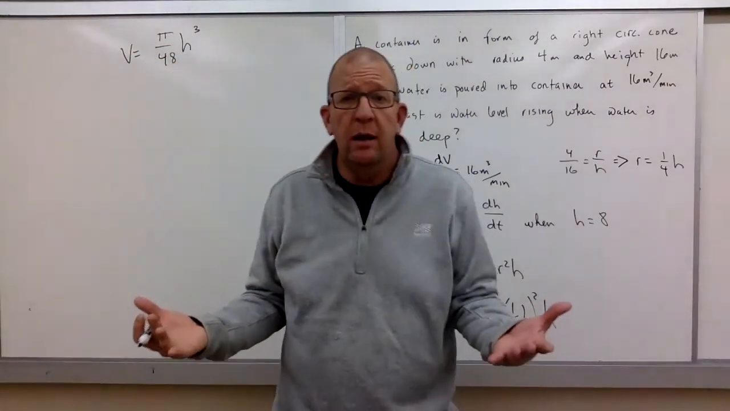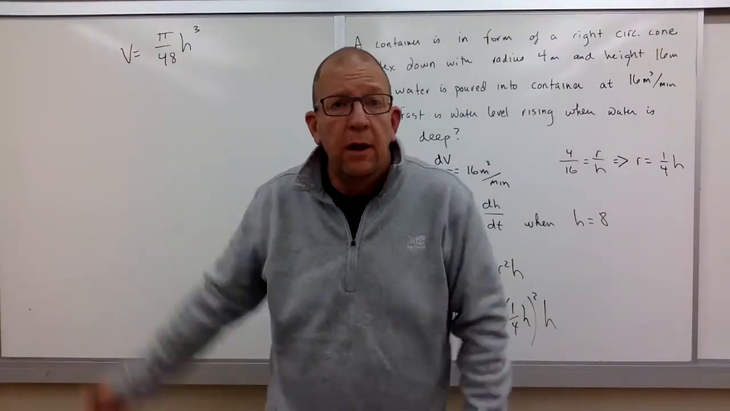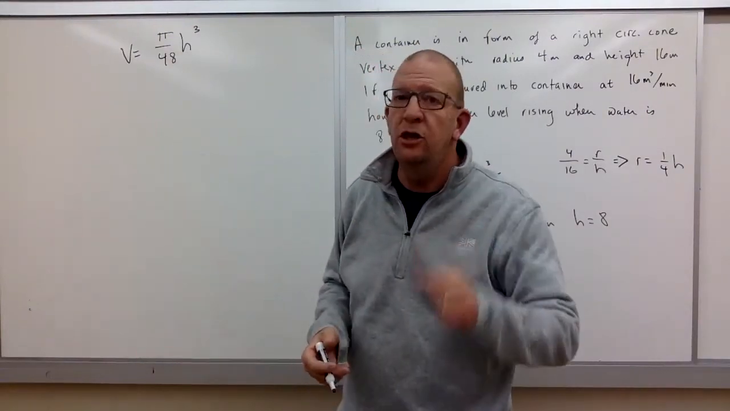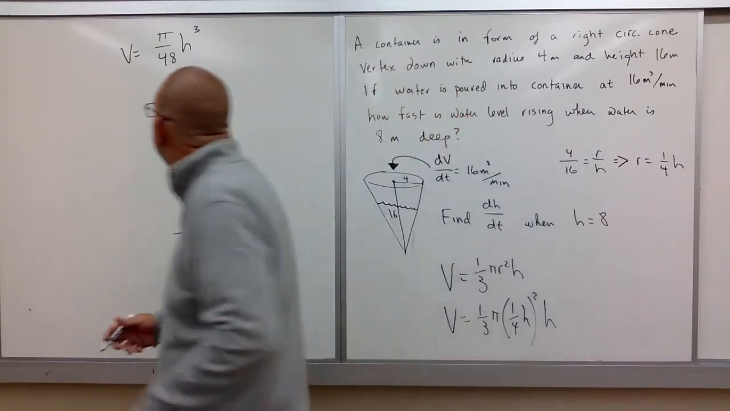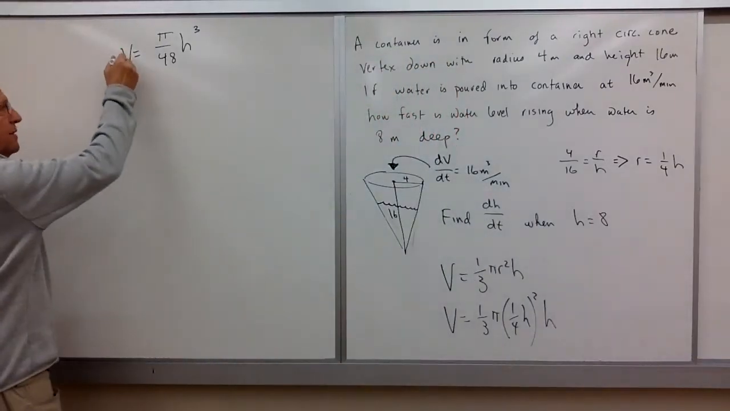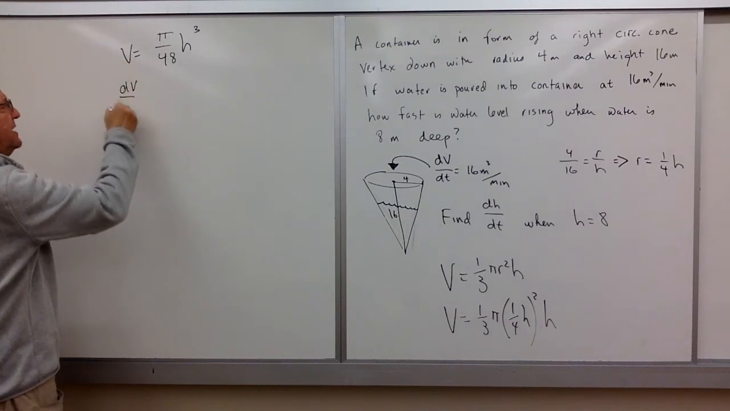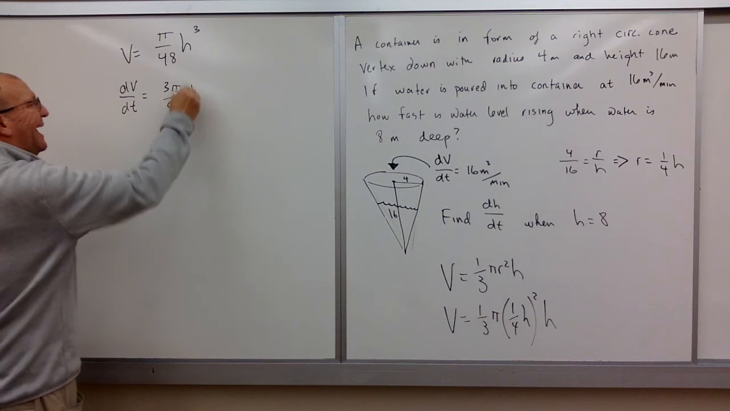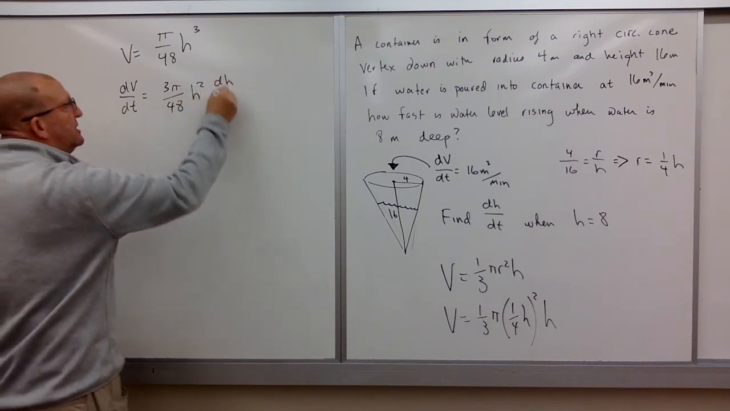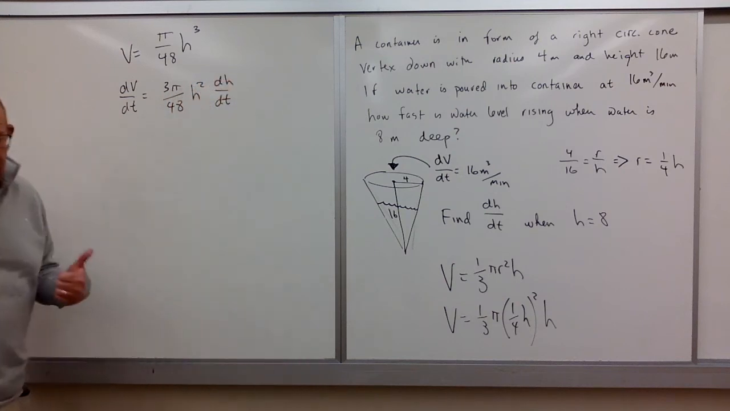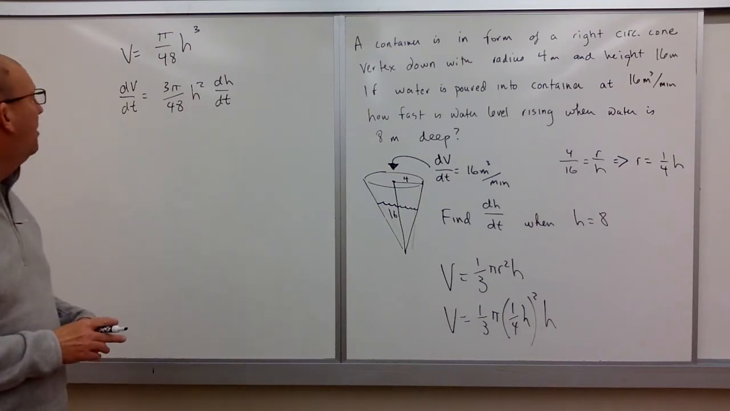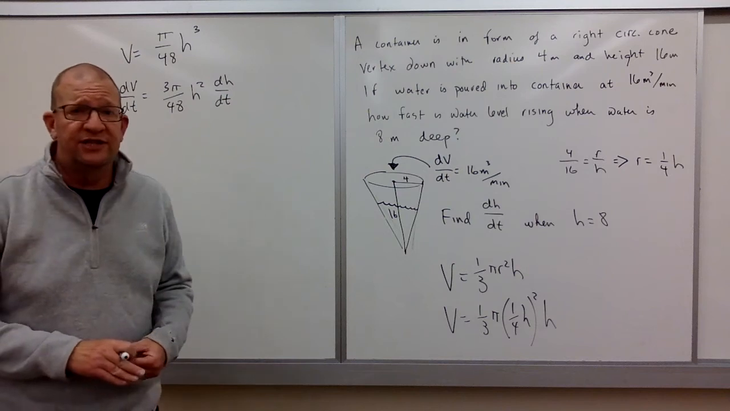Differentiate with respect to t. And are either of those variables t? No. So you guessed it, implicit differentiation. So here we go. The derivative of V with respect to t is dV dt, 3 pi over 48 h squared dh dt. You're going to get good at this after a while, I promise. Now, I can reduce that, of course, to pi over 16.